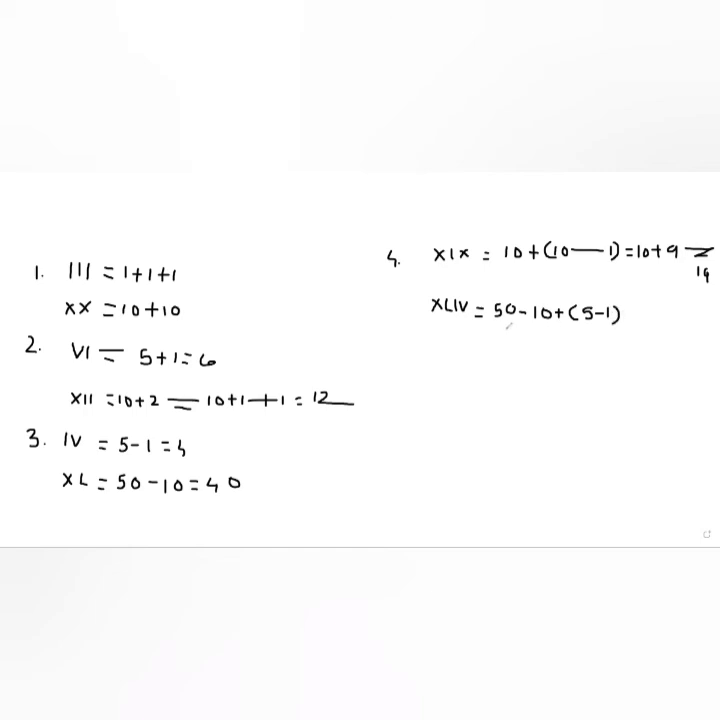So which number is this? Can you say which number? 50 minus 10 is? Yes, that is 40. Equal to 50 minus 10, 40. 40 is written. Plus, then the bracket, 5 minus 1. 5 minus 1 is 4. So what number is this? 44. Understand how to convert Roman numerals to Hindu Arabic numerals.